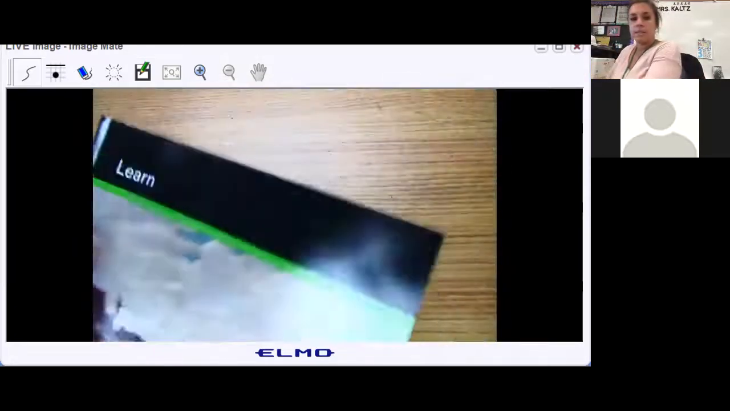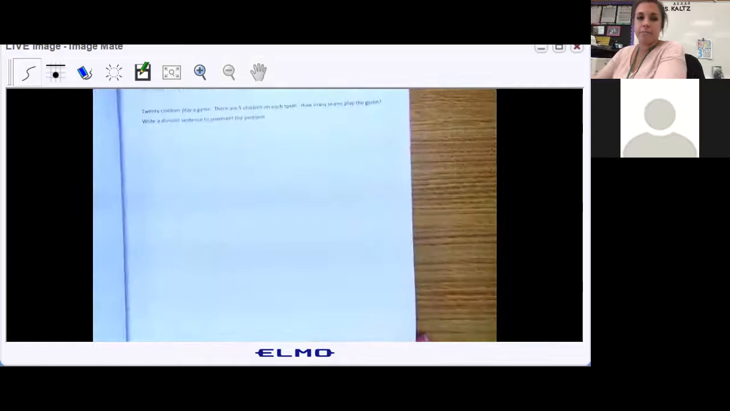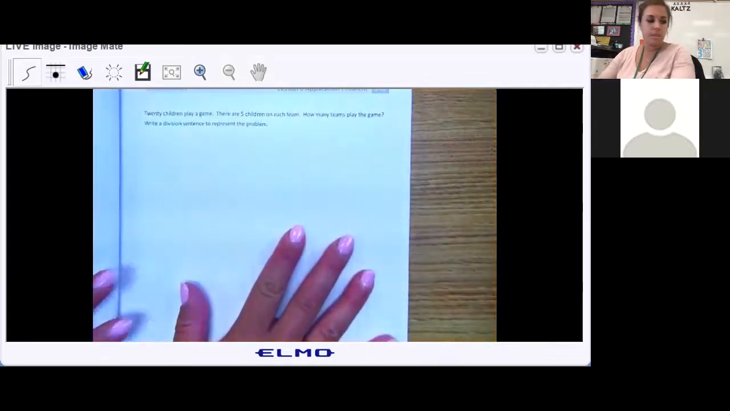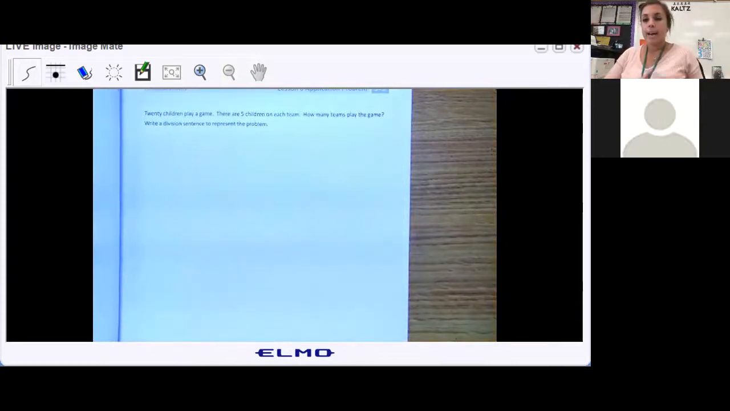So please open up your Learn book. It says Learn up here, and it's got the blue trim, to page 35. Page 35. Okay, go ahead. I want you to pause the video here, and I would like you to draw the picture, show the numbers, and write a sentence for this problem. Go ahead and pause. All right, now that you've tried this on your own, let's check it out.